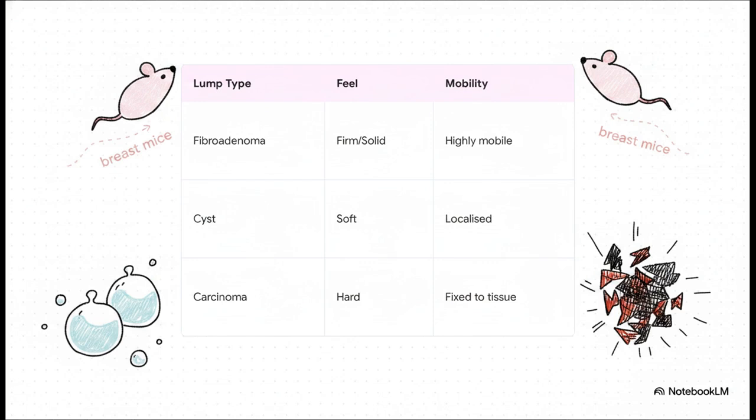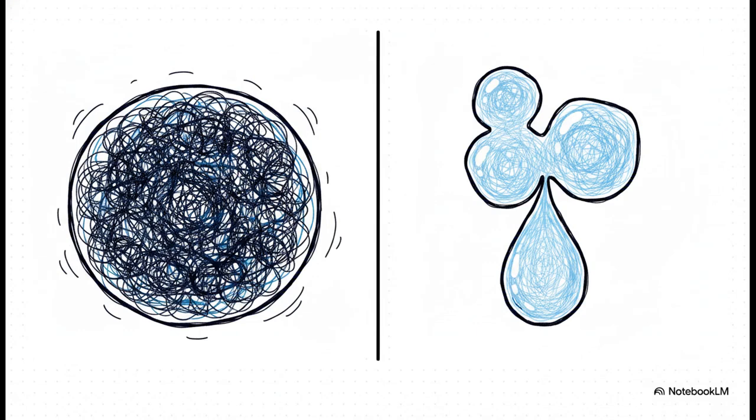Now, if the lump feels soft, fluctuant, and really localized, that's frequently a benign cyst. But if those finger pads detect a hard mass that feels fixed to the surrounding tissue or the muscle underneath, that is a classic hallmark of a carcinoma. Age and specific presentation play a huge role here too.